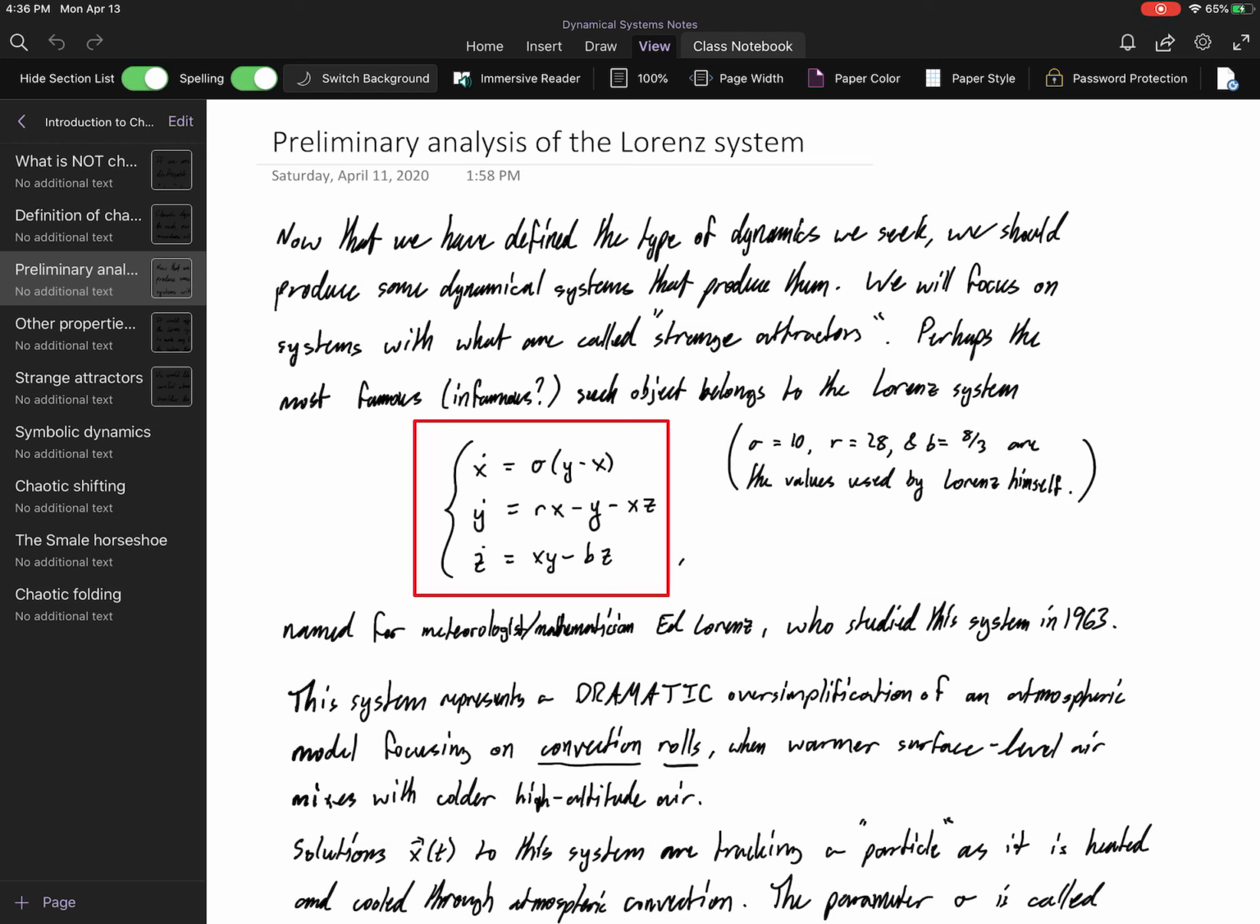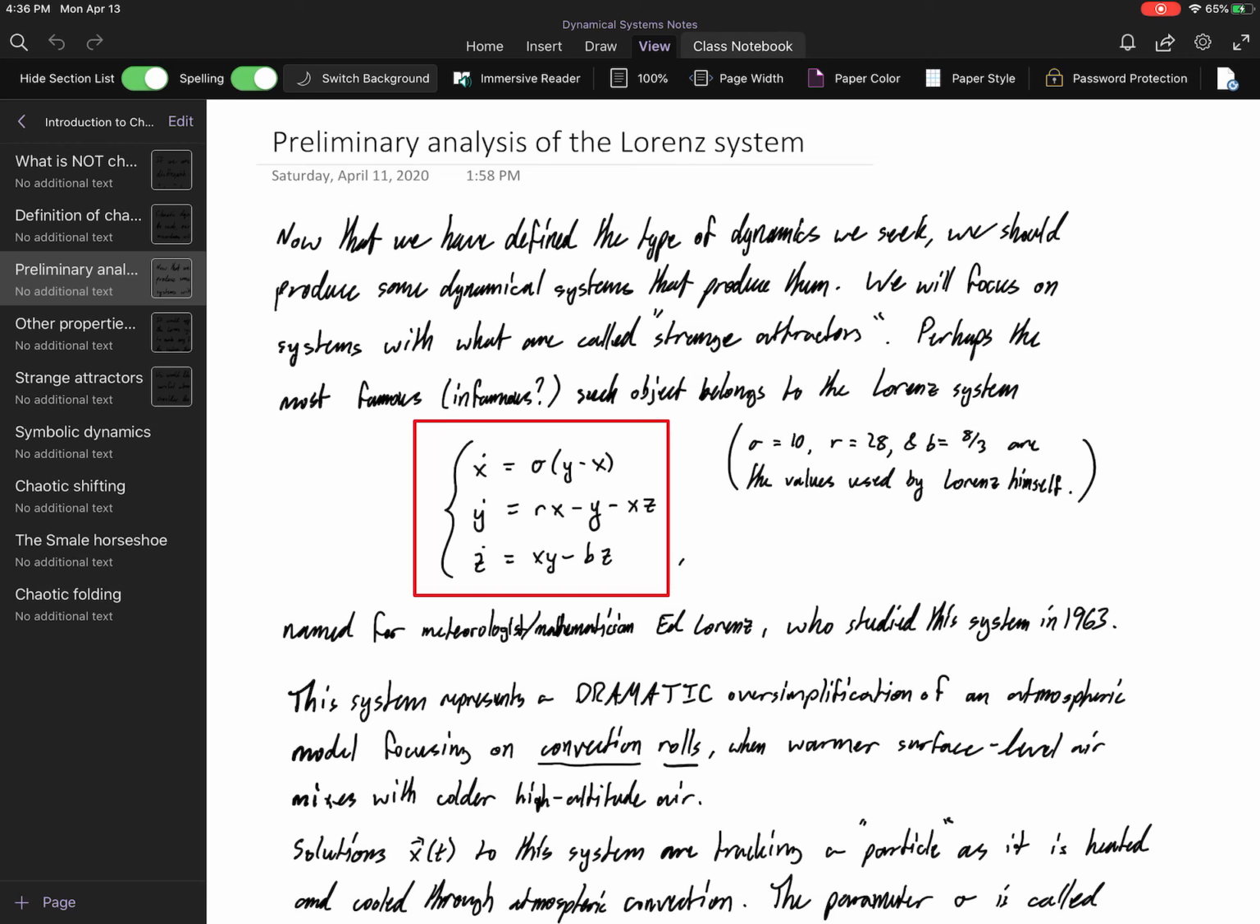So this is a mixing of when warm air from the surface mixes with colder air in high altitudes. What we wind up with in this dramatic oversimplification of that extraordinarily sophisticated nonlinear model is just the set of three different equations here. And it is essentially already non-dimensionalized, so we don't have to do that analysis, thankfully. But we do wind up with a system that has three parameters in it: sigma, r, and b, for the state variables x, y, and z. And those are literal coordinates, right?